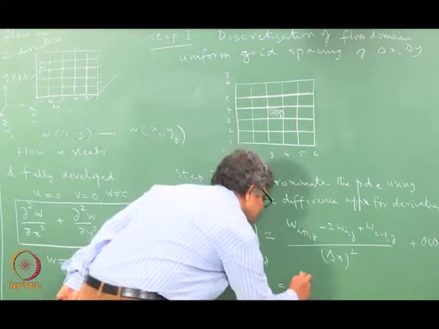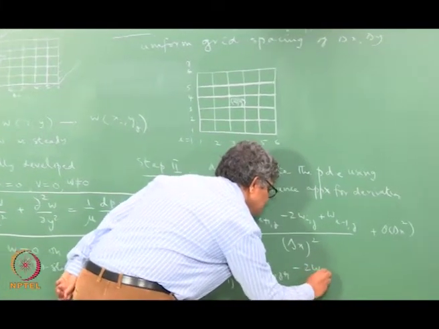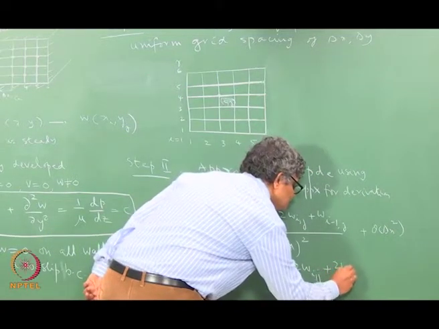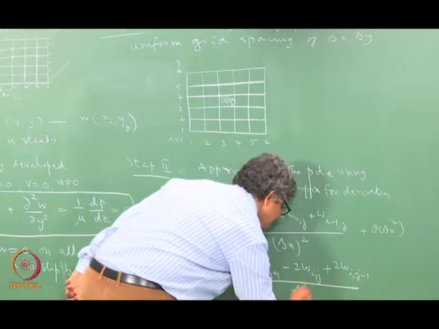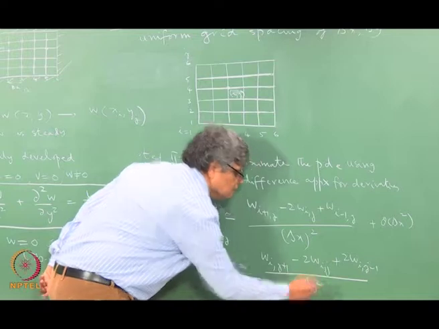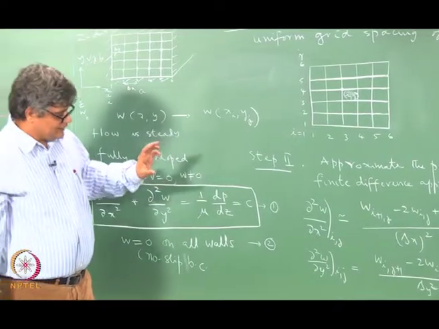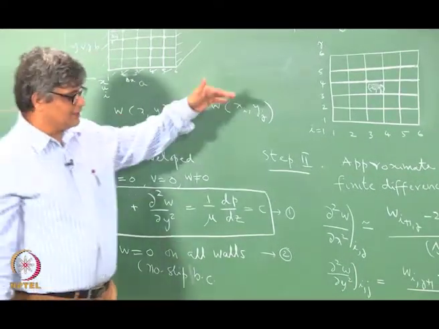Can be approximated as W(i,j+1) minus 2W(i,j) plus W(i,j-1), by delta y square. Okay, so let us just take a minute to understand what these formulas are, so that we can fix these ideas here.